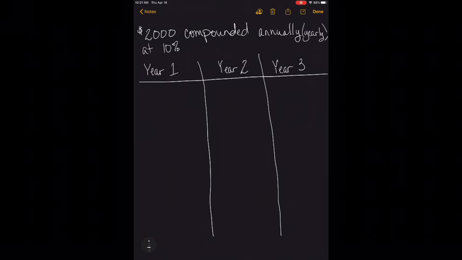All right, so $2,000 compounded annually. This is Sam's story, our very first problem. And he's earning 10% interest compounded annually, which means every year. Now, you will not find 10% interest in a savings account. Those are unrealistic numbers. You don't get paid 10% to deposit your money in the bank, unfortunately.